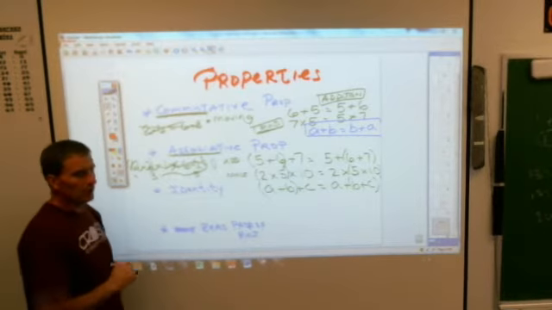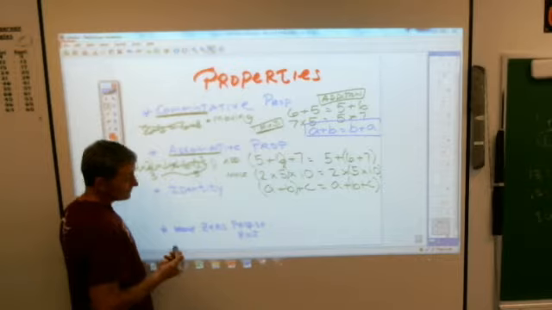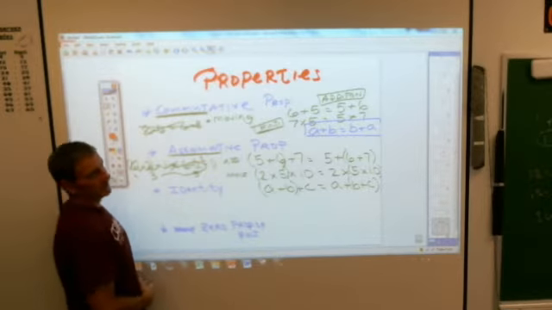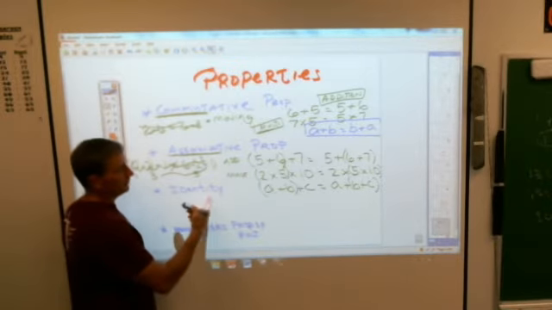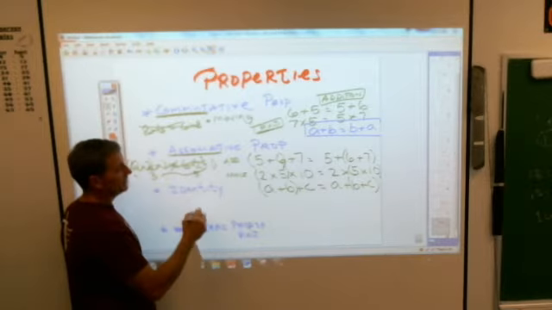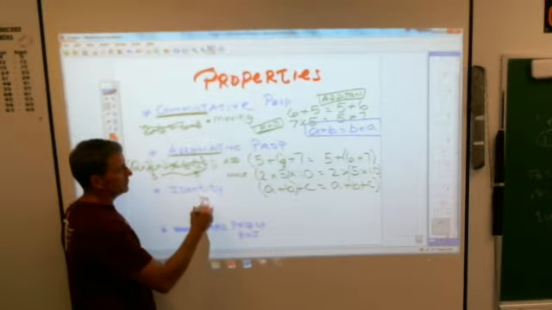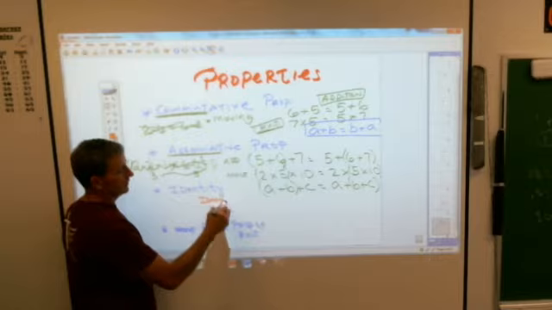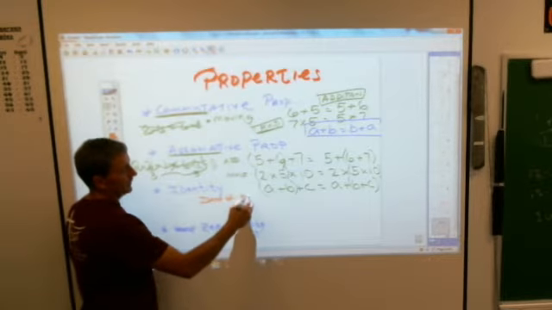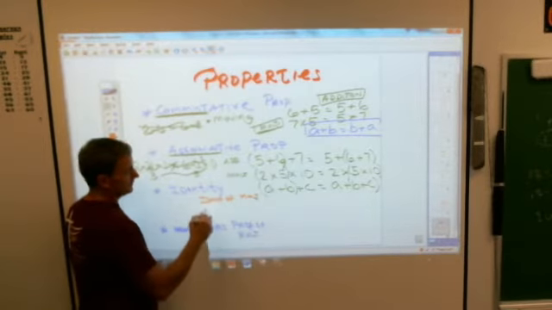The identity property. Now, this one is kind of hard to figure out exactly what it means. But we have two different things that are not exactly the same. We have the identity of multiplication, and we have the identity of addition.